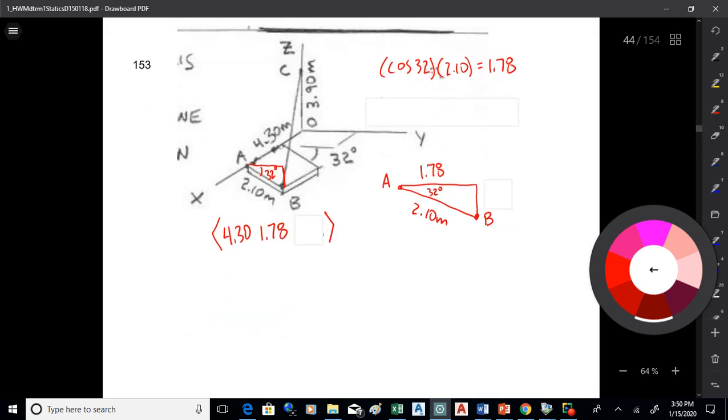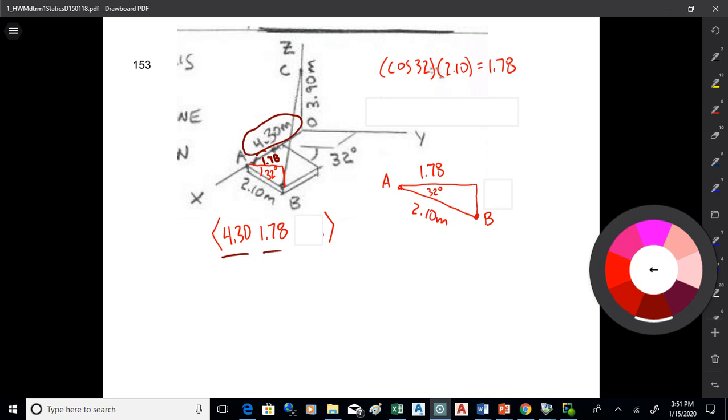So if you go cosine of 32 times the length of the door, the 2.1, you get 1.78. So if I want that coordinate of B, I know I'm going 4.3 in the x to get to A. That's the x ordinate of B. Then I've got the 1.78 right there. That will get me the y ordinate of B. And then I'll let you find the z, okay? It's a similar thing to finding the y.